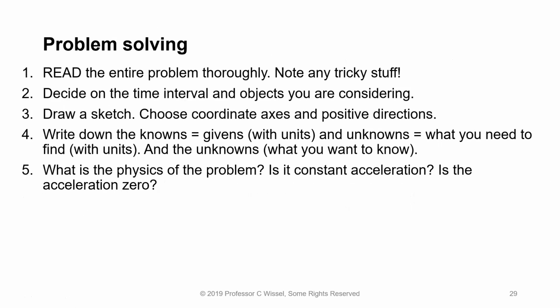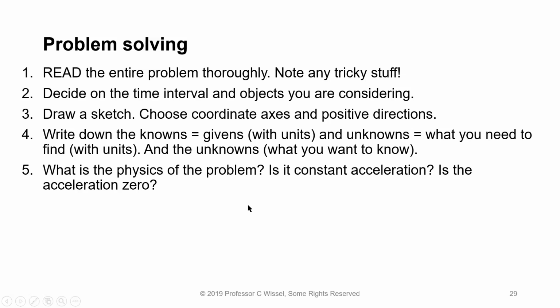Problem solving. I can't emphasize enough reading the problem thoroughly. No tricky stuff. Decide on a time interval and the objects you're considering. Draw a sketch. Choose coordinate axes and positive directions. Write down the knowns, that is the givens with units, and the unknowns, which is what you want to find, and preferably with the units. So what is the problem asking for?